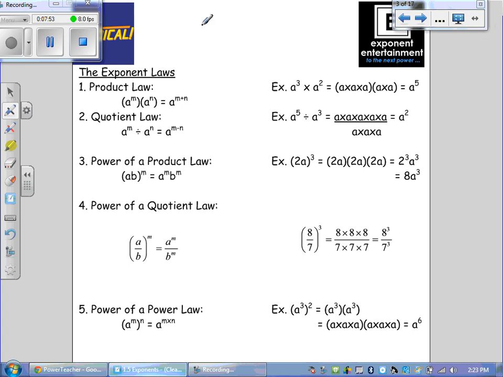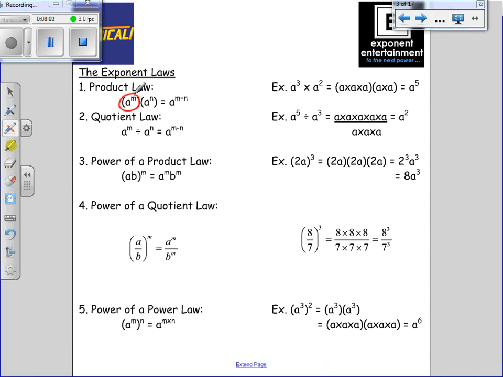Product law. Product just means 2 things multiplying by each other. So you have 1 power multiplied by another power. You add the exponents. We add the exponents. You can only add the exponents if the bases are exactly identical. They have to both be the exact same. So negative 6 and 6 aren't the exact same. Your bases need to be exactly the same.